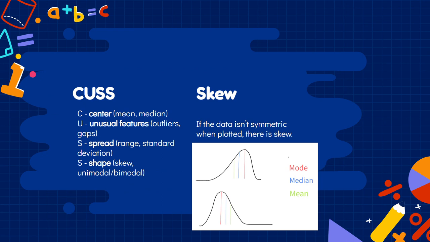You absolutely need to "cuss." You must cuss, or you're not getting all the credit. Remember that. You have to mention the center, any unusual features, spread, and shape. If you don't do that, you're not getting the full credit on your FRQ.